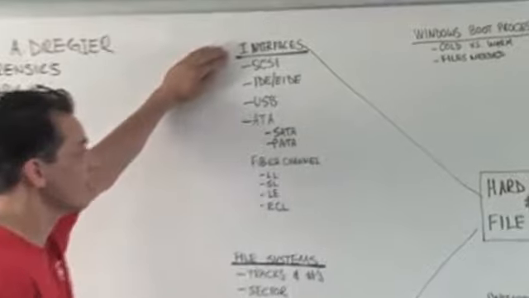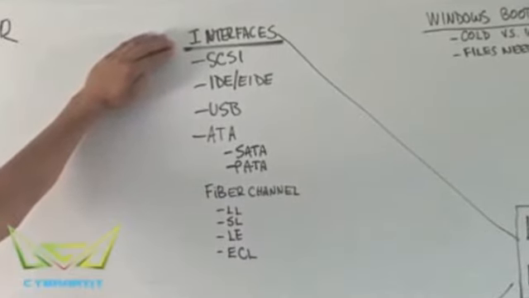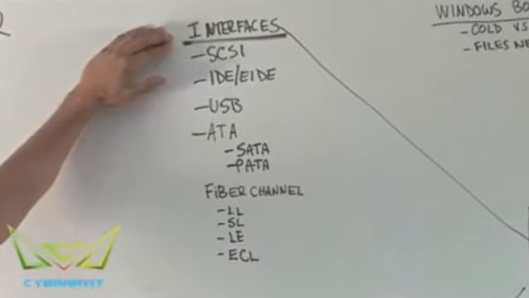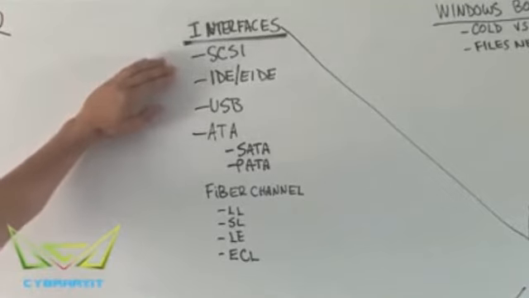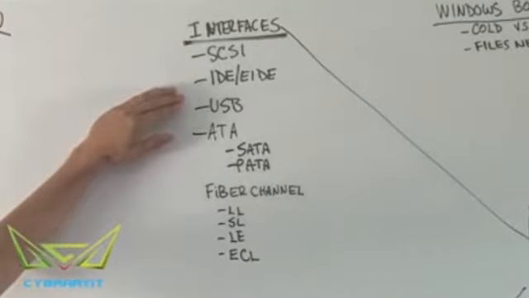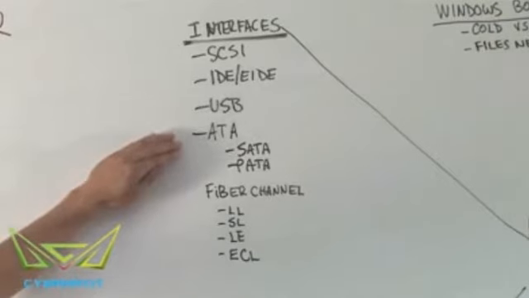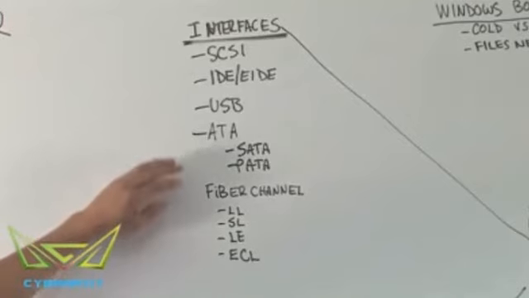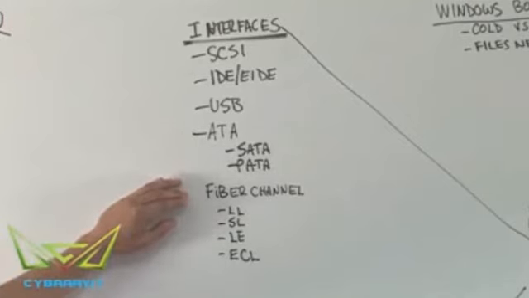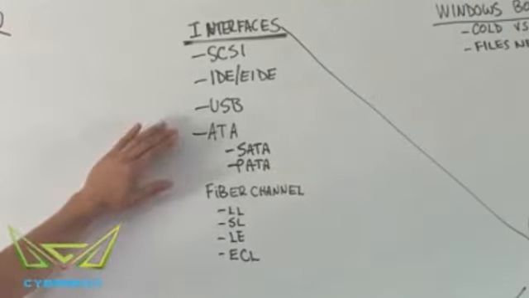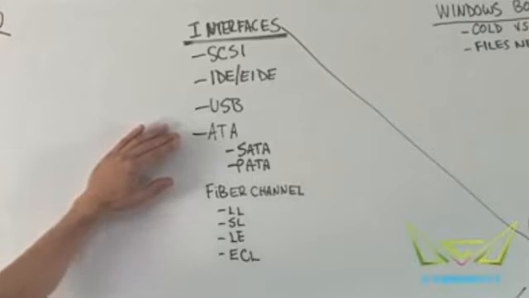Then we can look at all of the interfaces. It's one thing to know about the physical structure and the logical structure of the drives, but how are you actually going to connect to them? Is it going to be a SCSI drive or an IDE or the rather outdated EIDE or USB or ATA, SATA or PATA style drives? Or is it a fiber channel, which are much more popular in the data center, where things like SATA are much more popular nowadays in the home market?